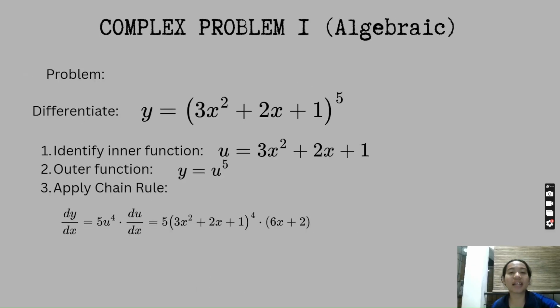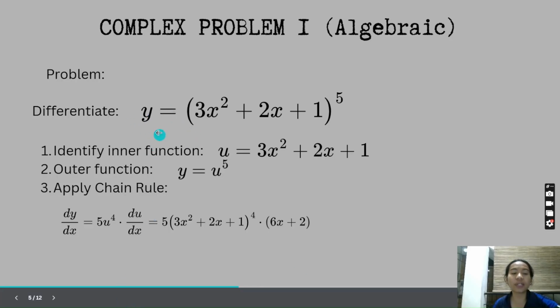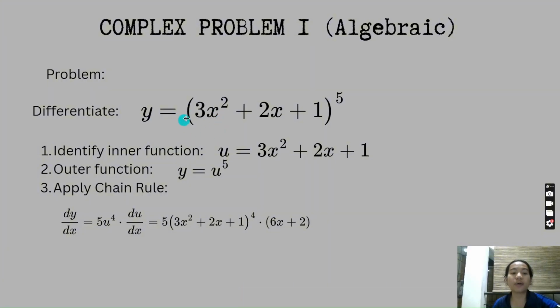Now to understand clearly about the chain rule, we have our complex problem number 1, which is an algebraic function. We are going to differentiate the given function y equals 3x squared plus 2x plus 1, to the fifth. The first thing that we need to do is to identify the inner function. We know that the inner function is enclosed in parentheses. So basically our inner function is 3x squared plus 2x plus 1, and then our outer function is y equals u to the fifth.